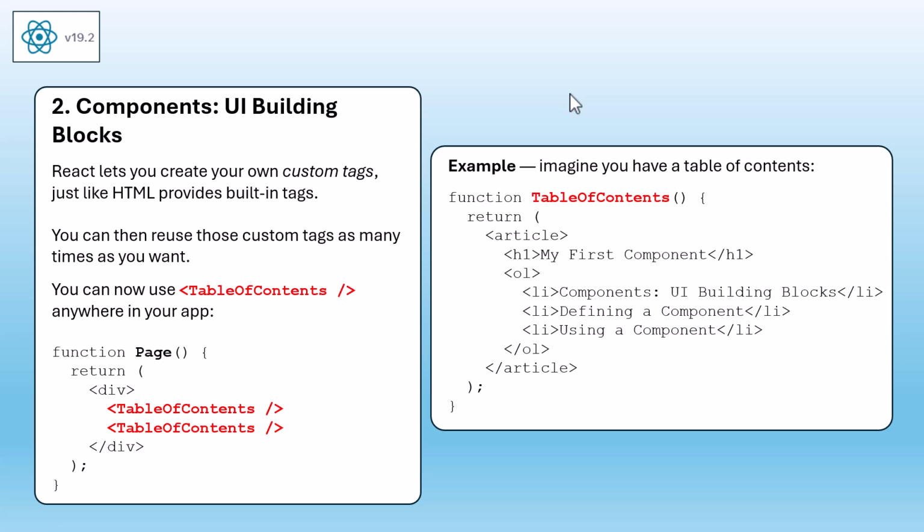Once created, these components can be used as many times as you need across your app. This makes your project modular and consistent. Every part looks and behaves the same way wherever it appears.